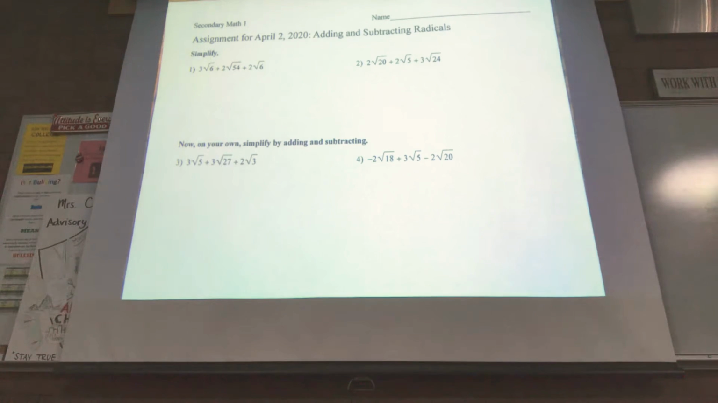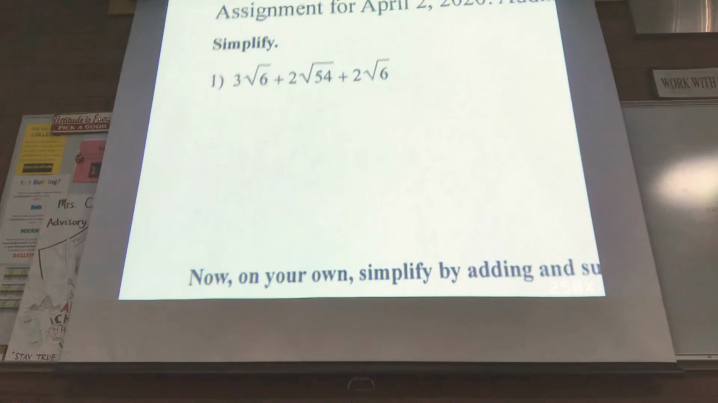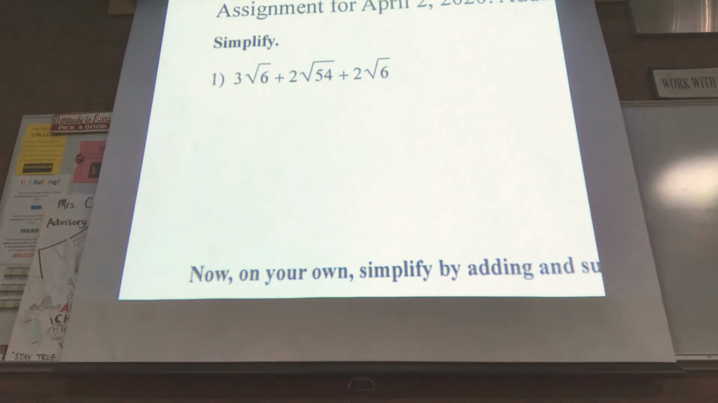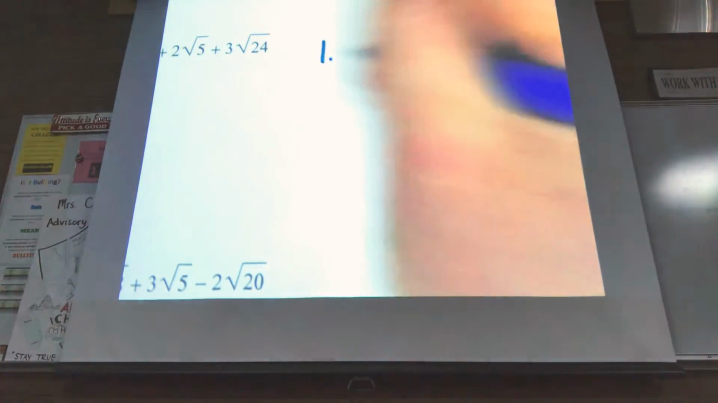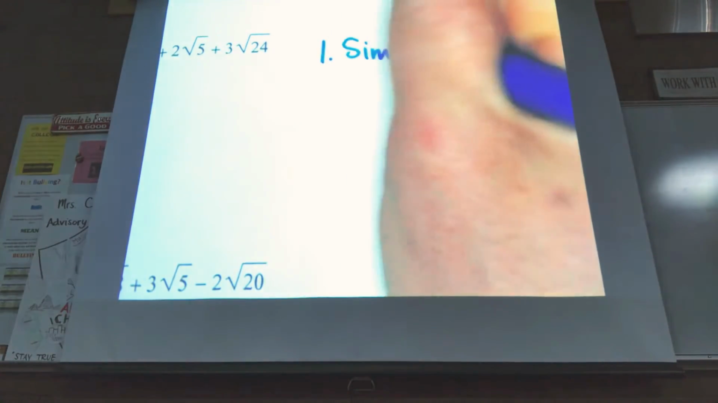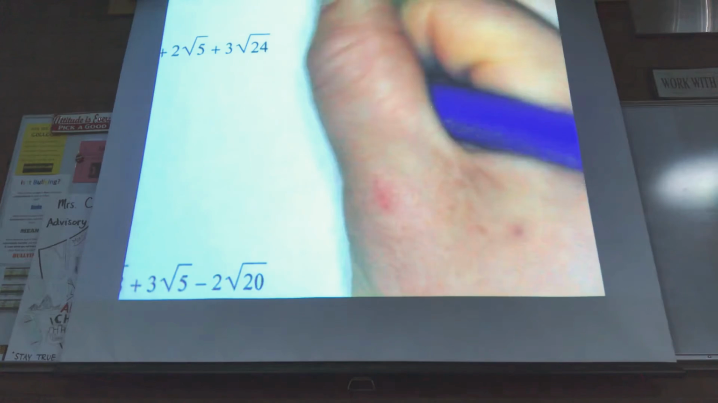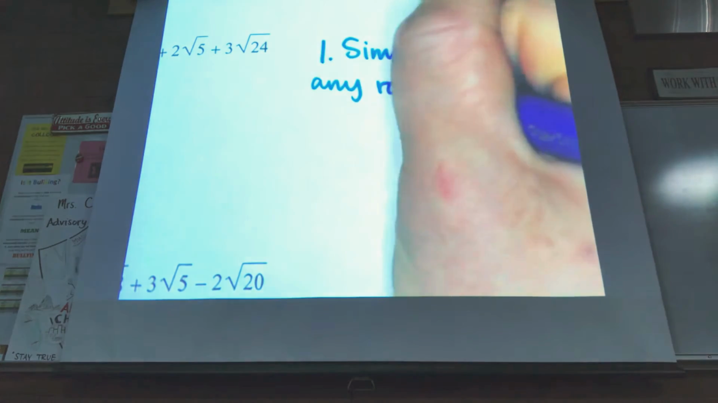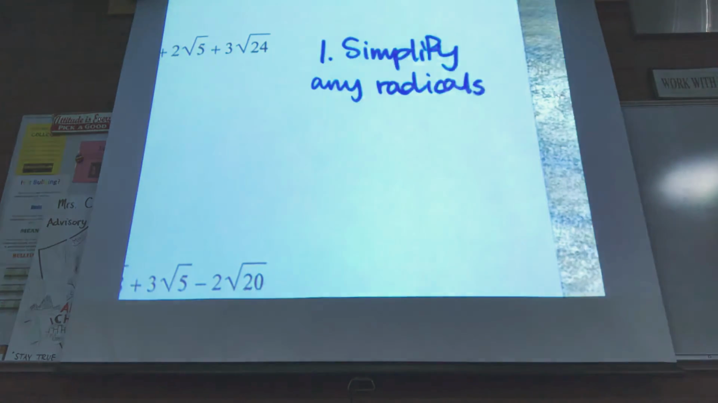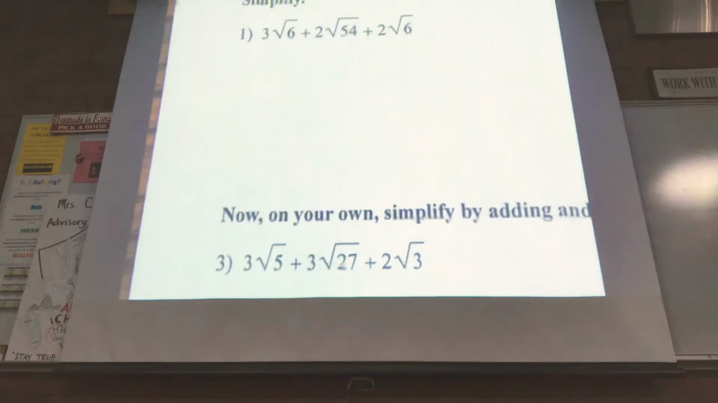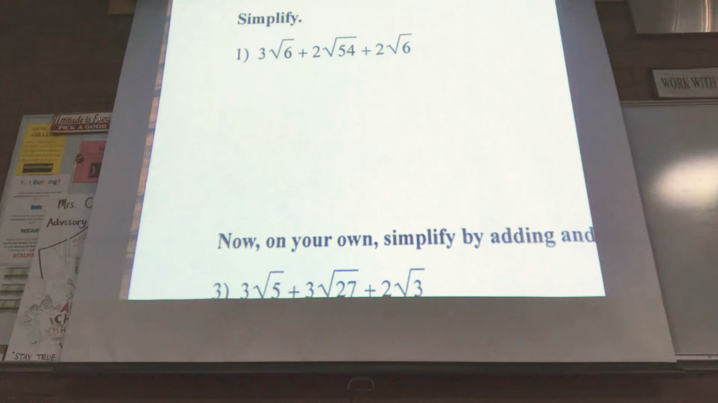Okay, number 1. We see that we have a radical expression here with addition signs in the middle. So the first thing we need to do, in fact, let's write down these steps. I'll come over here on your paper and write them down. The first thing we need to do, simplify any radicals if possible. Okay, some of them might already be simplified. Okay, so let's go back here, see if there are any that can be simplified.